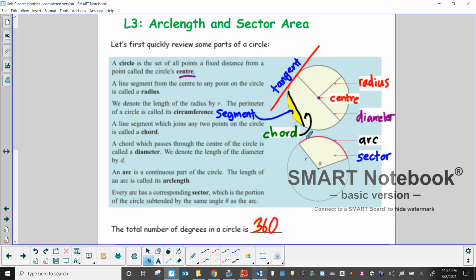An arc, which is what we're going to try to calculate the length of, is a continuous part of the circle. The length of the arc is called the arc length. So the length of that purple curve bit is called an arc length, because an arc is kind of like a curve, like a rainbow. So the arc length is the length of the arc. Every arc has a corresponding sector. A sector is like a slice of pizza.